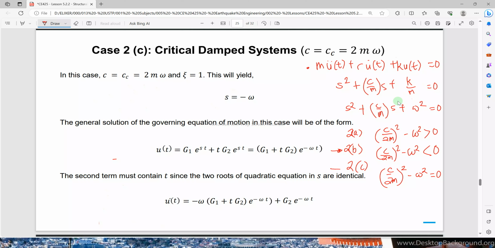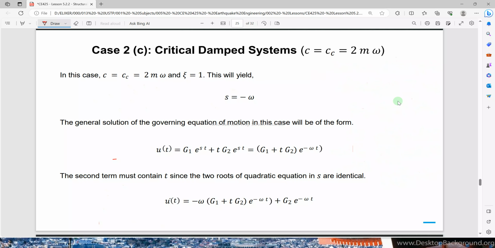So now here we'll be discussing 2c, when c over 2m squared minus omega squared is equal to 0. So this is a critically damped system. So recall, di ba, that the roots of the auxiliary equation, s is equal to negative c over 2m plus or minus the square root of c over 2m squared minus omega squared.